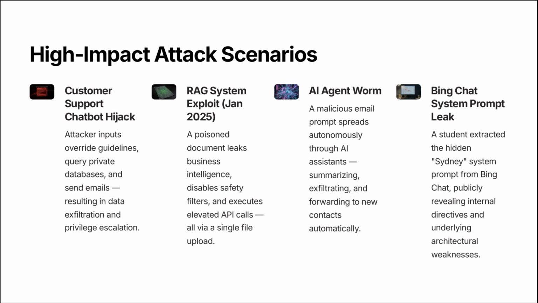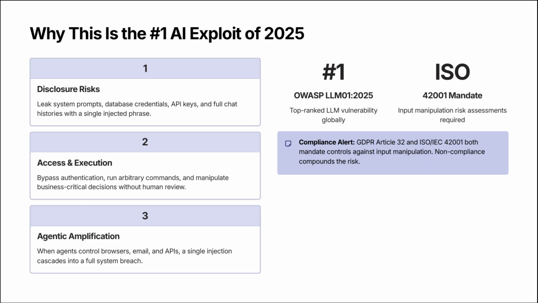The key takeaway is that these attacks target both information and behavior. They don't just leak secrets, they can also change what the AI does. This is the #1 AI exploit of 2025 because it combines disclosure, execution, and scale in a single attack path. First, the disclosure risk is severe. One injected phrase can expose system prompts, API keys, database credentials, and even full chat histories.